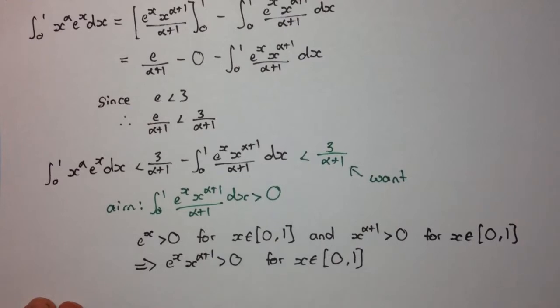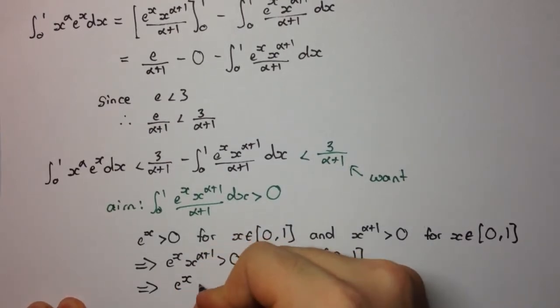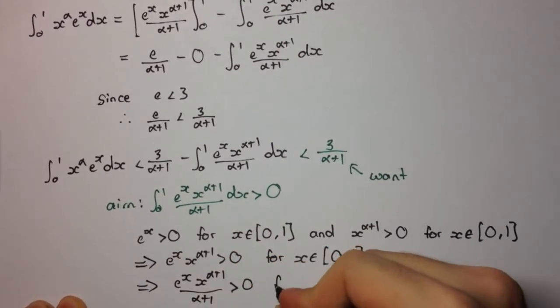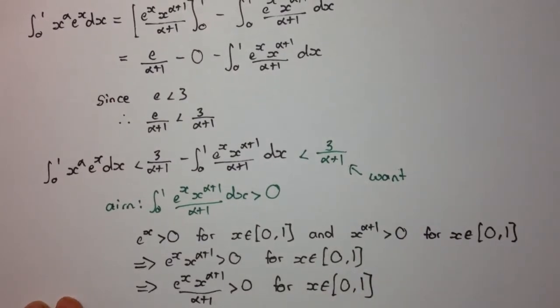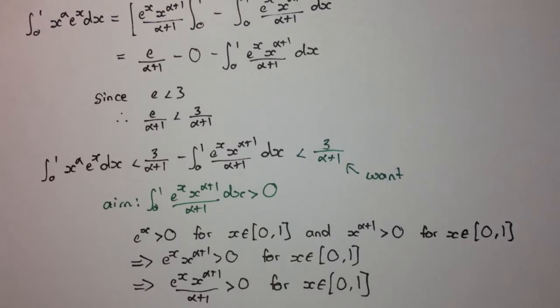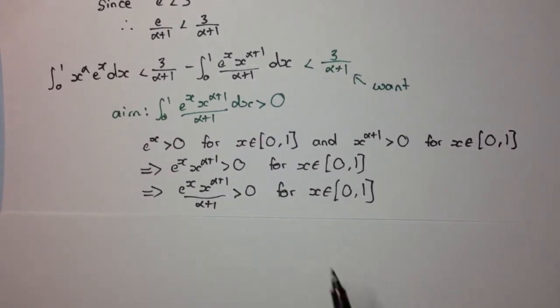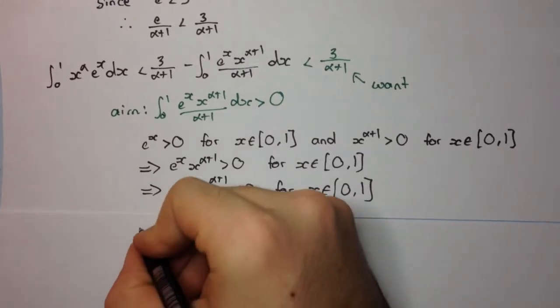Okay? And now, if it's greater than 0, dividing by a constant, such as alpha plus 1, is not going to change the sign. So we can say that this here is greater than 0. Okay, now, if this function is greater than 0, what does it mean really? It means that it's above the x-axis over this interval. So if it's above the x-axis, the area underneath it is going to be positive.